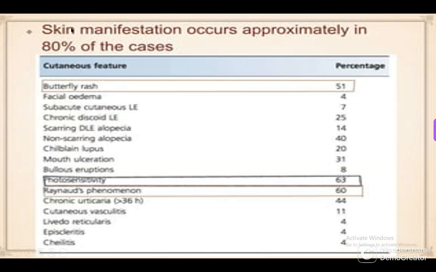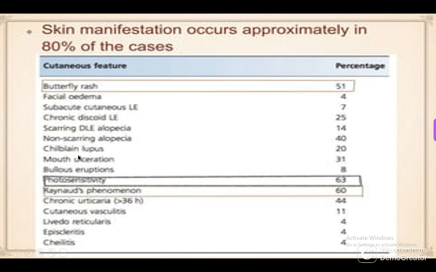It's the same one, disseminated or systemic. Now, skin manifestation occurs in approximately 80% of the cases. Butterfly rash is most common, then facial edema, then subcutaneous lupus erythematosus, which I have already described. I will be describing it afterwards. Chronic discoid, chronic scarring DLE with alopecia. Non-scarring alopecia may be possible.